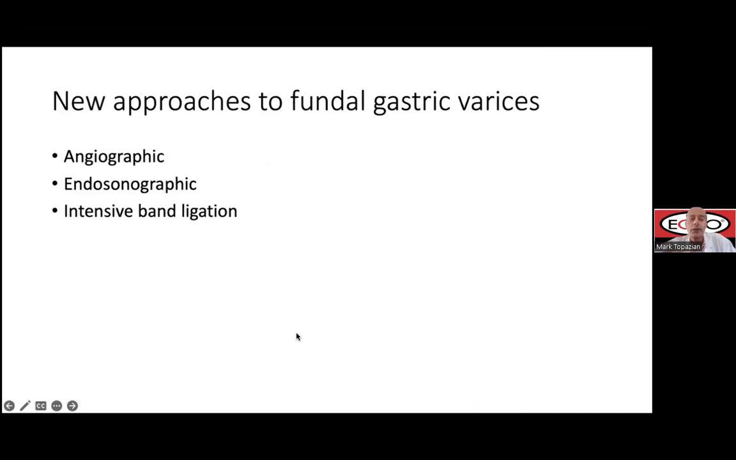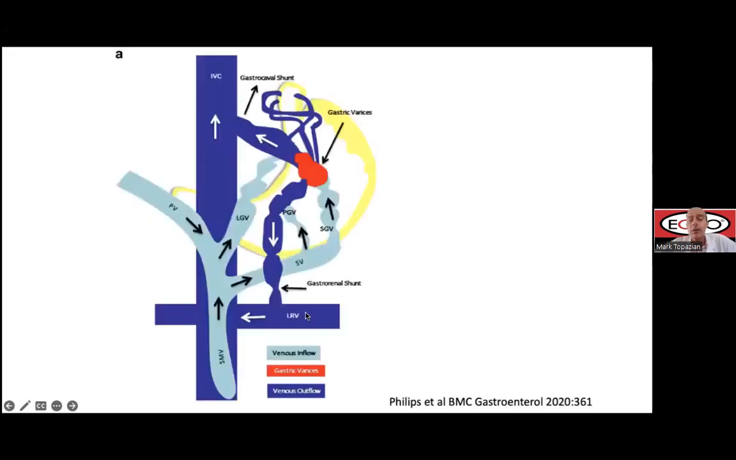Now, there are new approaches to fundal gastric varices, and this is going to be the last thing I talk about today. And they are angiographic, endosonographic, and something called intensive band ligation. I want to go through these because I think that they may be relevant to many of us in our practices. So I want to show you how an interventional radiologist thinks about gastric varices. We endoscopists think in terms of where it is in the stomach and what the signs of bleeding are. A radiologist thinks about how the blood is flowing into the varix and how the blood is flowing out of the varix.